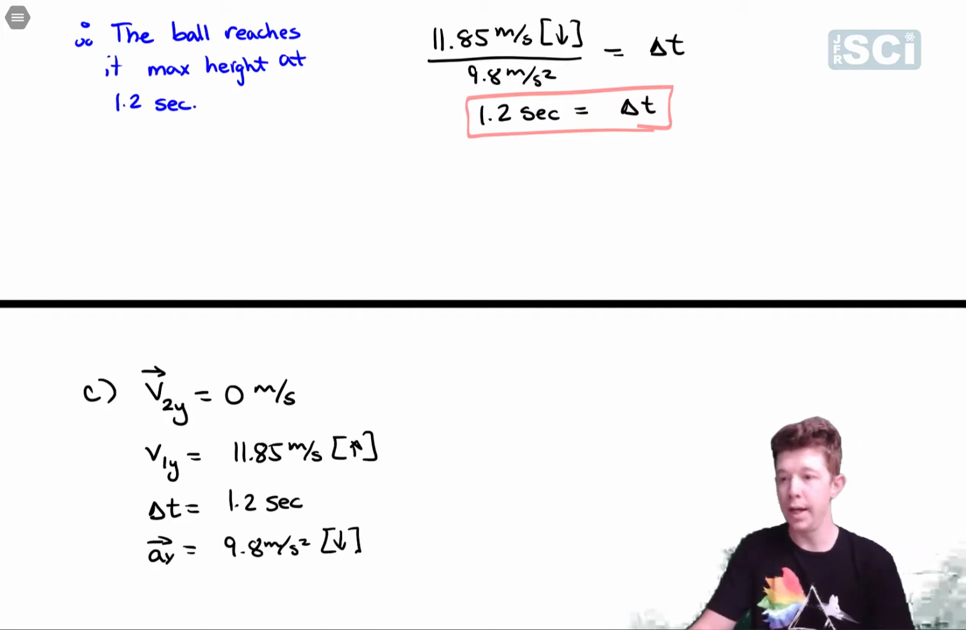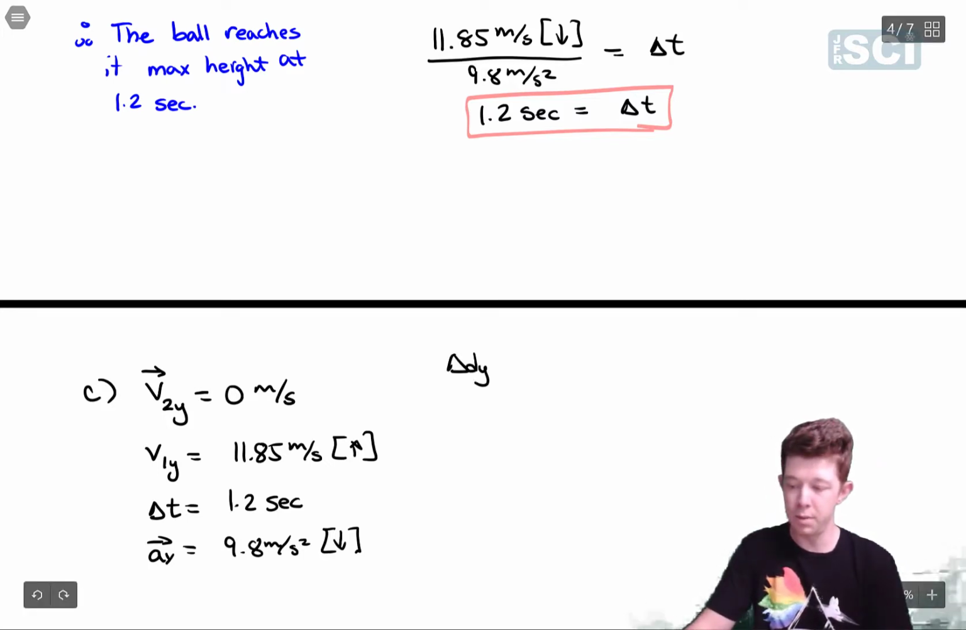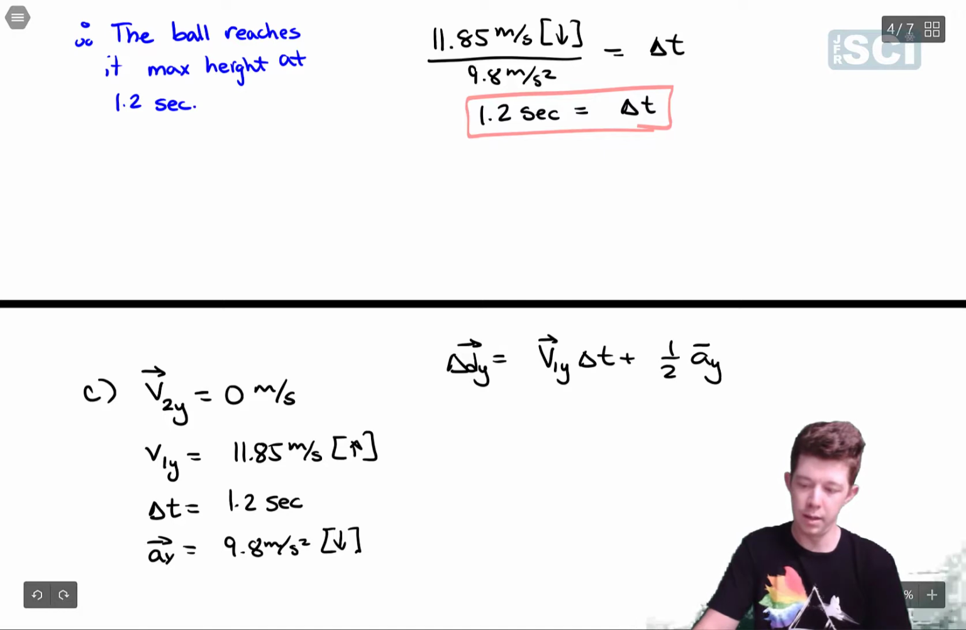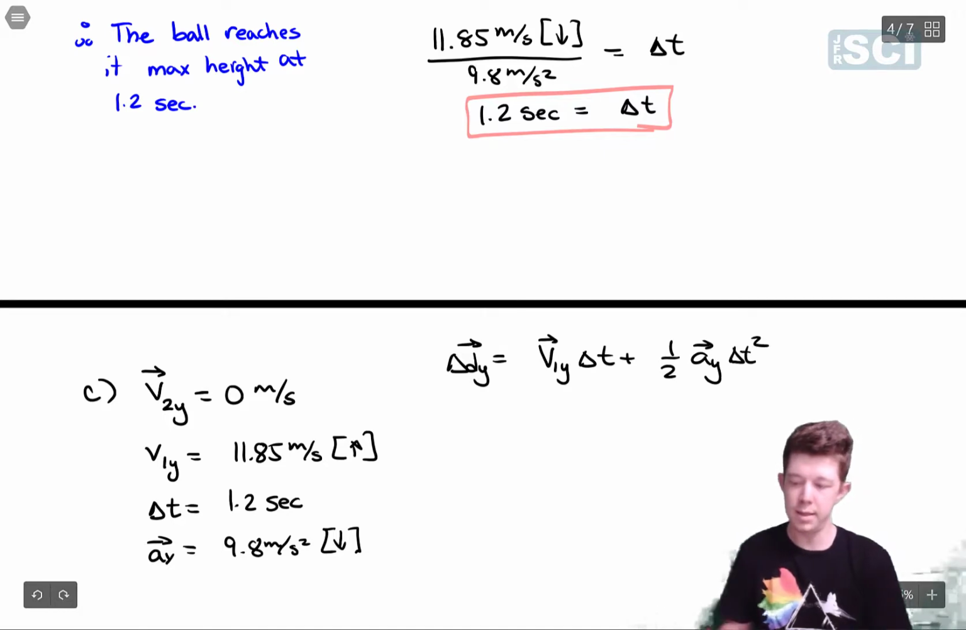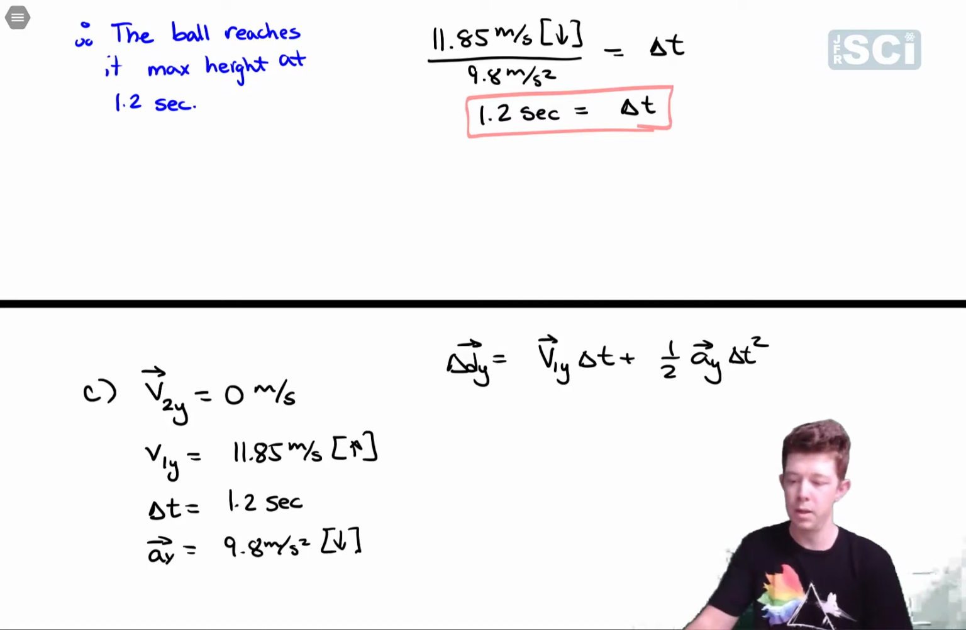So I have two different ways I could do this. I can say that I'm looking for displacement in the y direction, and that's made up of the initial y velocity times the time plus 1/2 of ay delta t squared. And I can substitute in all those values. I know everything except for my displacement.